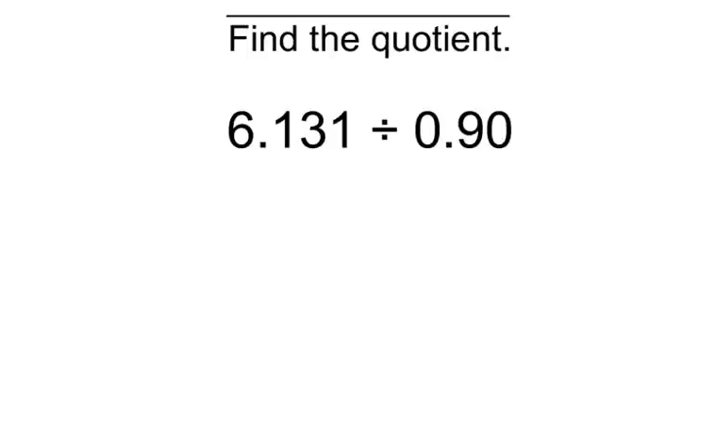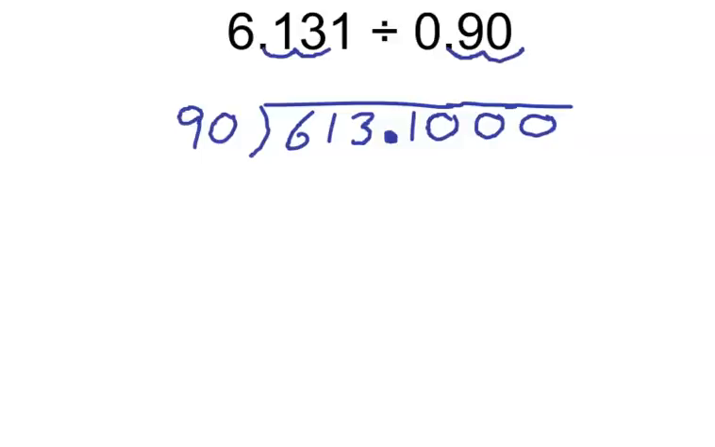Okay, we have another find the quotient, and we'll work this one out together. Okay, so I rewrote it by moving the decimals over because we do not like having a decimal in the divisor. Okay, so we have 90. It's not a decimal. It is 90.